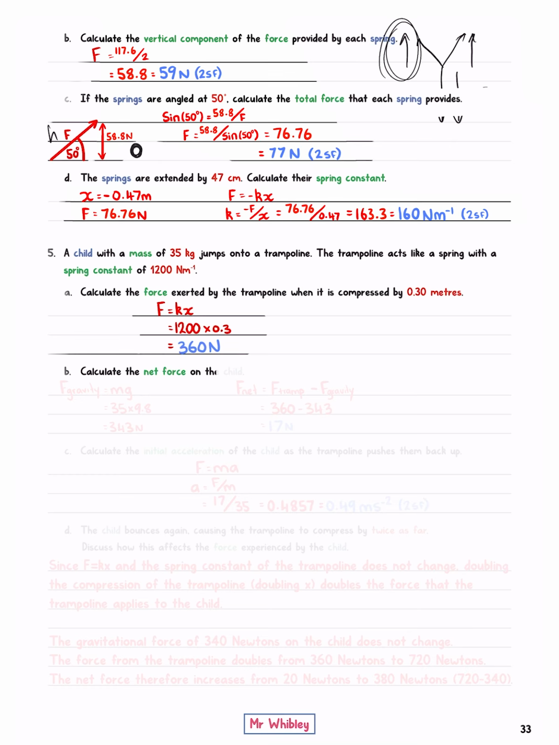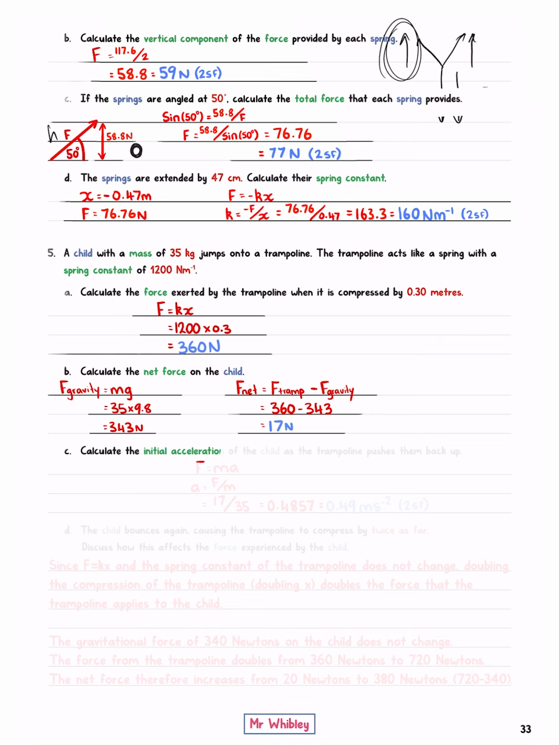Calculate the net force on the child. The net force on our child is the trampoline force that we just found, minus the force of gravity. The reason it's minus is because it's in the opposite direction. The force of gravity is just mass times gravity. Putting those numbers in gives me 343 newtons. Putting our forces into our final equation gives me 17 newtons.